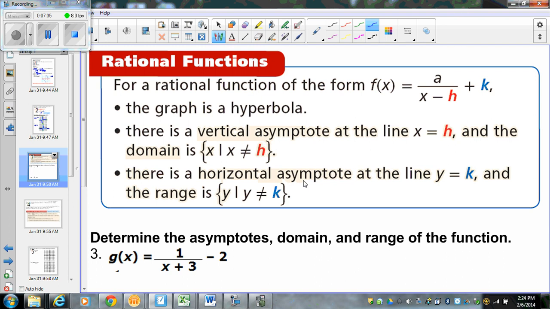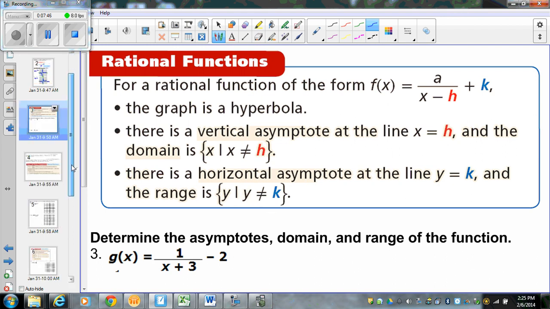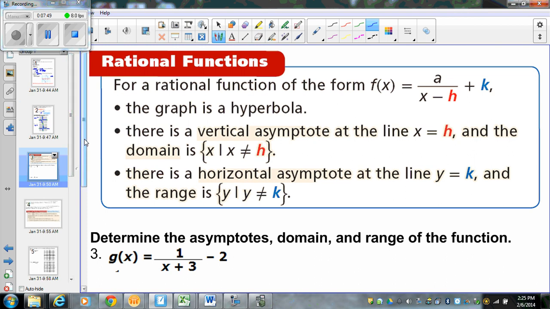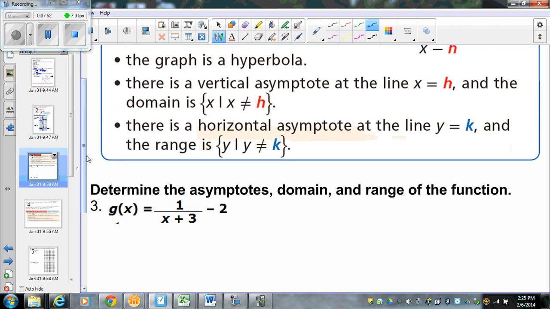And then you would have a horizontal asymptote at the line y equals k, so whatever that k value is, and your range would be y such that y cannot equal whatever that k value is. So for example here on number 3, if I wanted to determine the asymptotes, the domain, and the range of this particular function, I know that I would have a vertical asymptote at x equals negative 3, and I would have a horizontal asymptote at y equals negative 2.